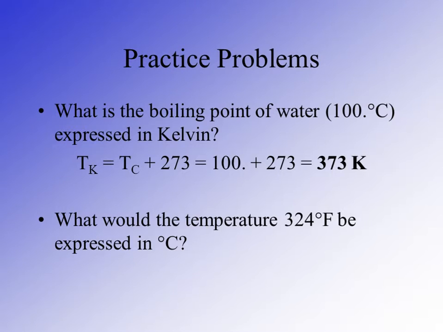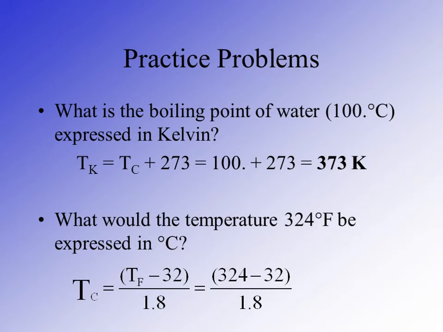Next question: what would the temperature 324 degrees Fahrenheit be when it's expressed in degrees Celsius? Well, the equation that we use when we know the Fahrenheit temperature but are looking for the Celsius temperature is Fahrenheit temperature minus 32, divided by 1.8. If we plug in our Fahrenheit temperature that we know, 324, we have this set up, and we should come up with a final answer of 162 degrees Celsius.